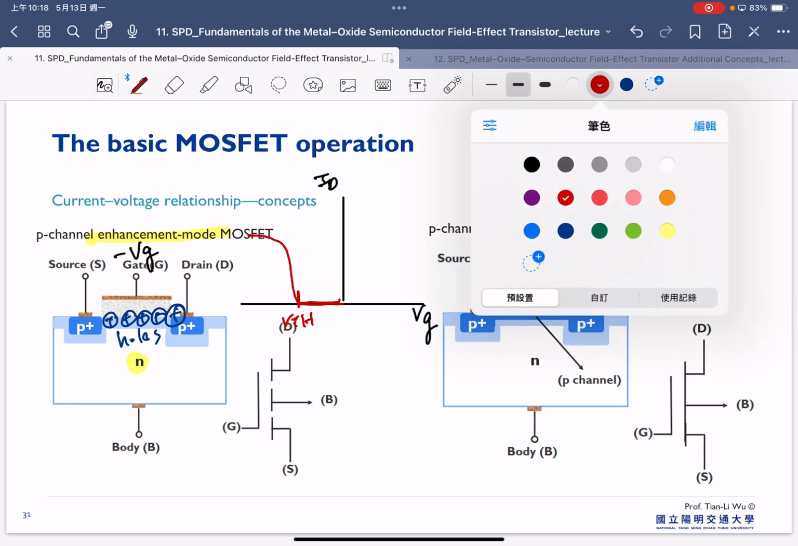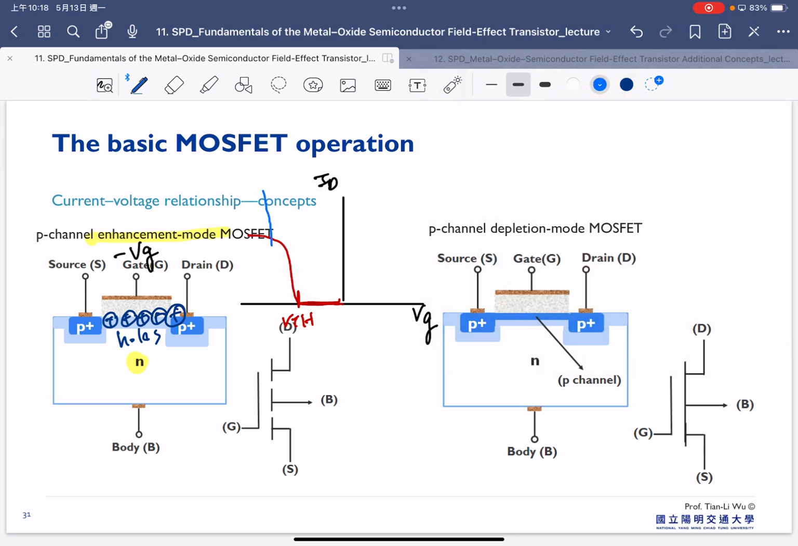Because we need to apply enough negative gate bias to enhance the channel, and the channel is not there in the beginning, we still call this an enhancement mode. In reality, the P-channel enhancement MOSFET is the one we use most often. So later on, whenever we talk about the P MOSFET, we always consider the enhancement mode as the first priority. Of course, there is still one called the depletion mode.